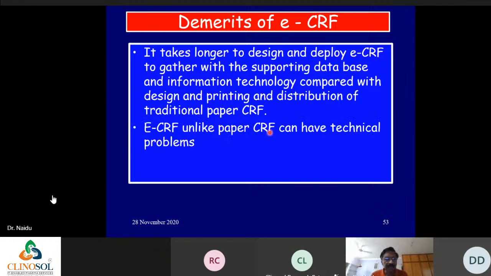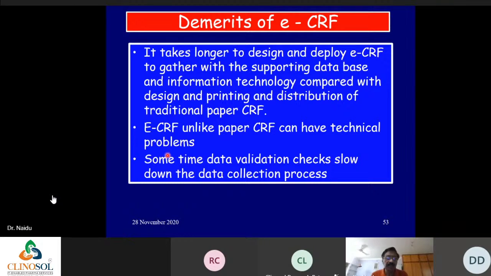eCRF, unlike paper CRF, can have technical problems. Sometimes major technical problems come and data disappears. Then it becomes very difficult to dig out the data from eCRF. Sometimes data validation checks slow down the data collection process. These are some of the demerits which can occur when we are using eCRF.